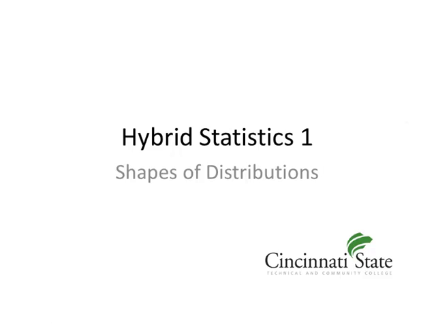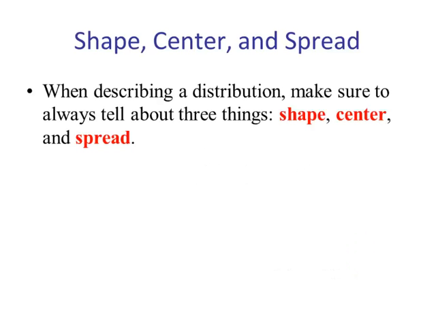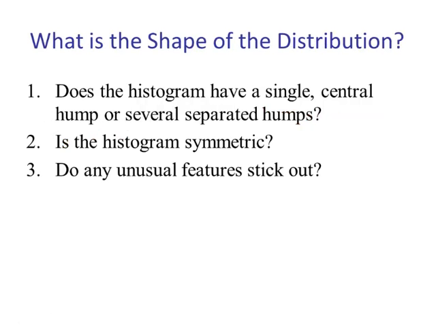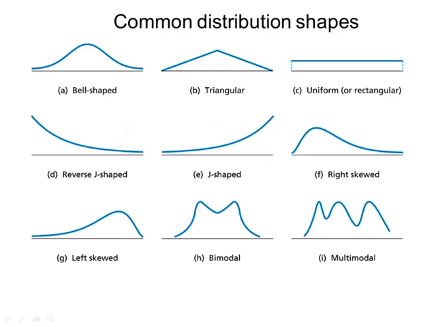This video discusses shapes of distributions. When describing a distribution, we want to make sure that we always talk about three things: the shape, the center, and the spread. Does the histogram have a single central lump or several separated lumps? Is the histogram symmetric? Do any unusual features stick out? We'll look at some examples of these.